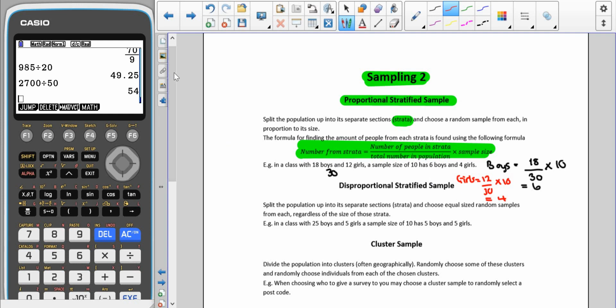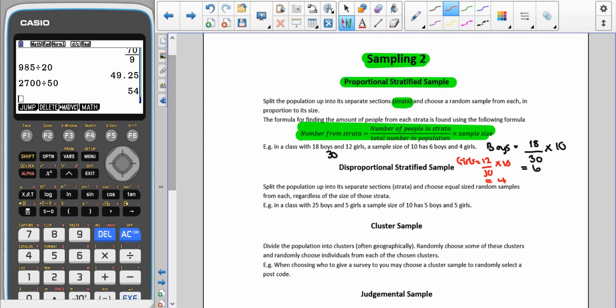So now we're going to have a look at the disproportional stratified sample. For the proportional stratified sample, as the name suggests, we take samples in proportion to the size of the group. With a disproportional stratified sample, we still split the population into strata, but this time we just take equal sized random samples from each of the groups. So if we had 5 boys and 5 girls and we wanted to take a sample of size 10, we would have 5 boys, 5 girls. So we're taking an equal number from each of the strata.